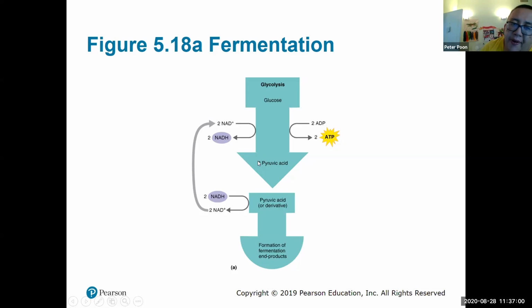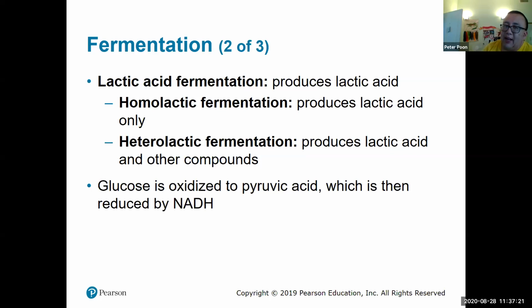Fermentation: you go from pyruvate and you add the NADH. Remember, we have NADH, but NADH can't be put into the electron transport chain because there's no electron transport chain without oxygen. So instead, you just dump the hydrogens and electrons back onto pyruvate, and you end up with lactic acid or other components.